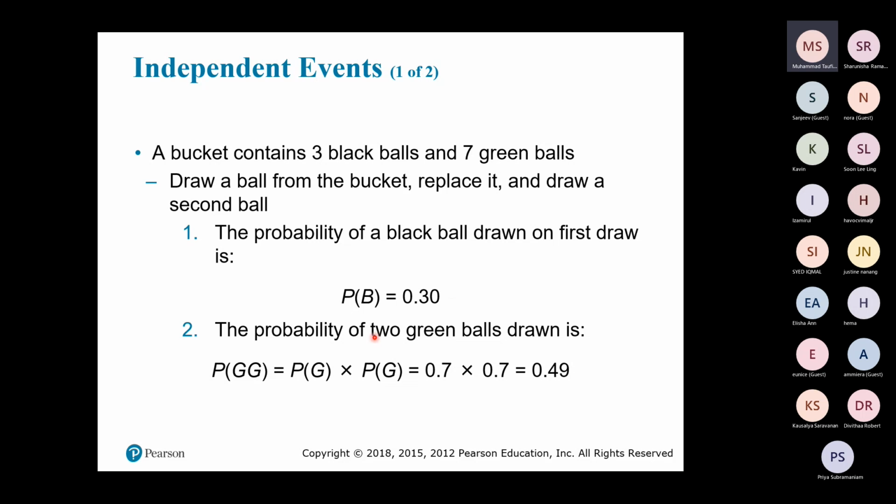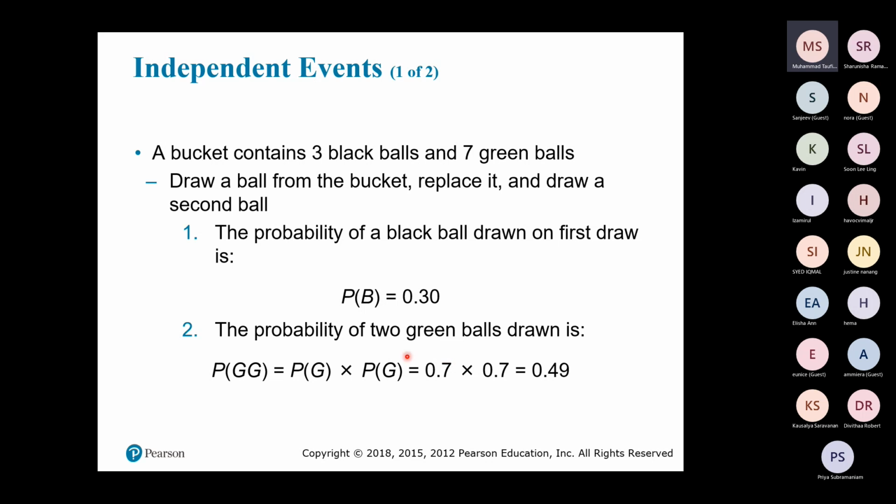And then the second question: what is the probability of getting 2 green balls? It means that on the first try you pick a ball and you get a green ball, and then you put it back and pick again, and you also get a green ball. So what is the probability of getting 2 green balls out of 2 tries?